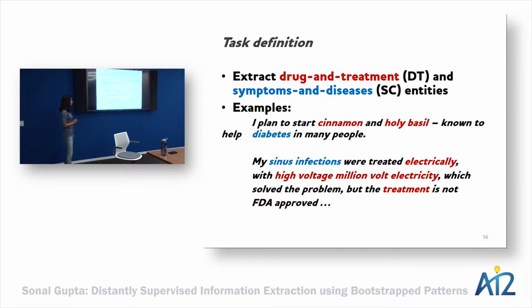Another example is, my sinus infections were treated electrically with high voltage, million-volt electricity. I did not make this up. This is there, which solved the problem, but the treatment is not FDA approved. So you want to extract high voltage, million-volt electricity as drug and treatment.